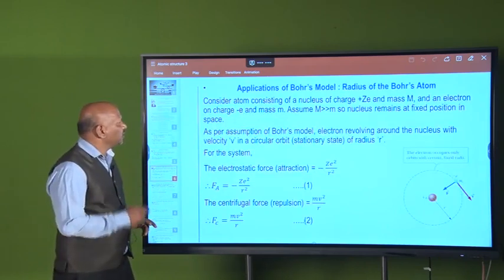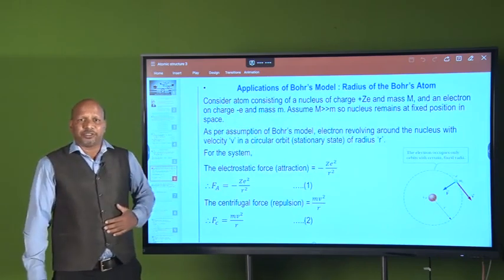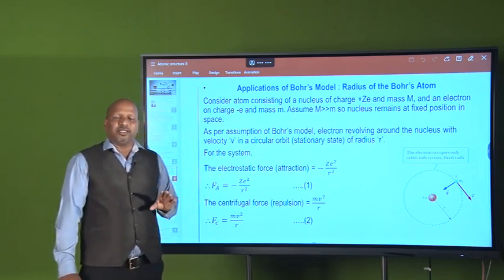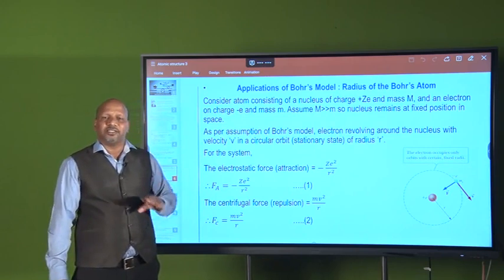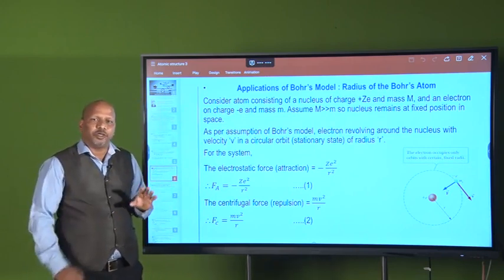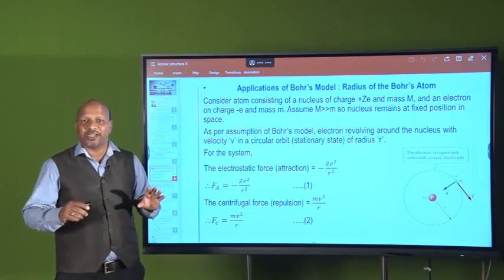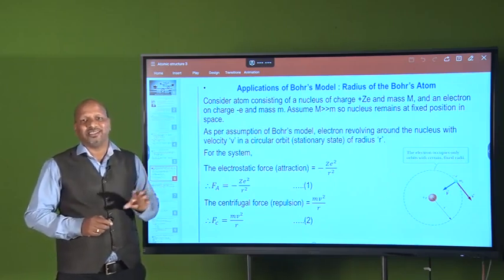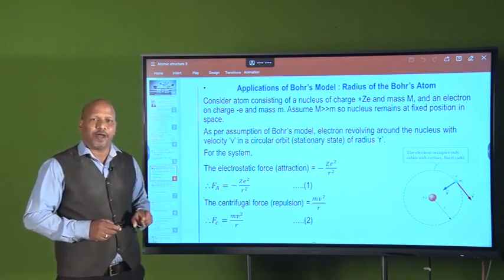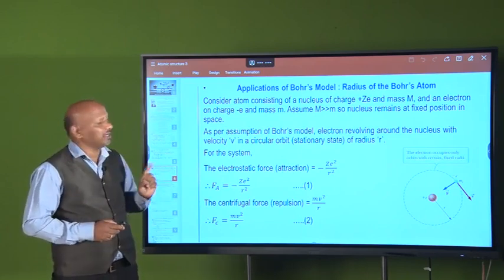Now, based on these assumptions, the Bohr atomic model is utilized to describe the structure of the atom. If you want to describe the structure of an atom, what are we going to do? We are going to state the size of that atom. So, to know the size of the atom, we have to know the radius of that atom.